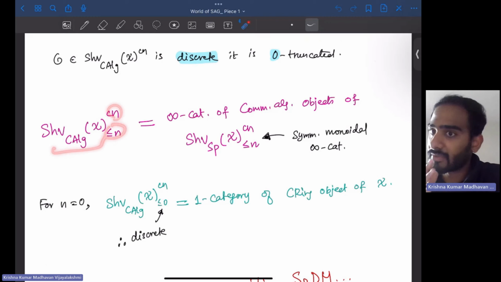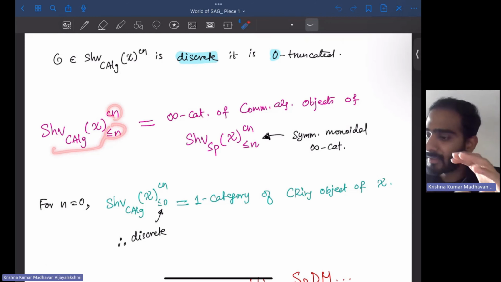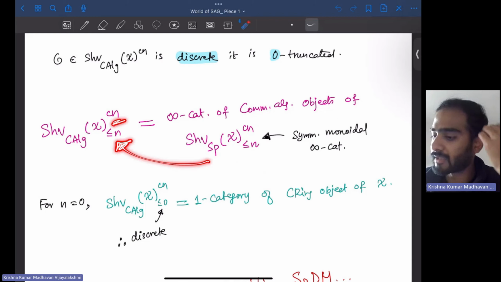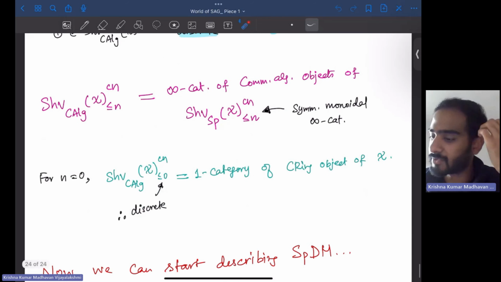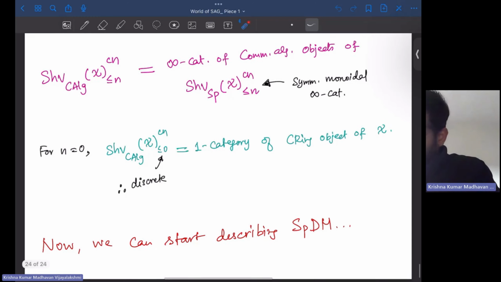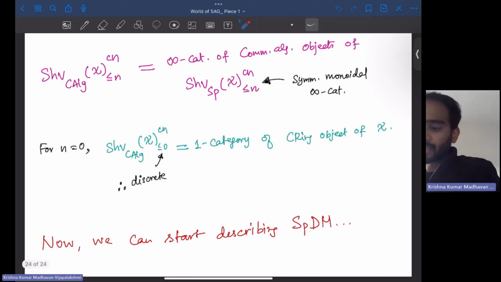So one underlying theme is that the connective objects in the category of E infinity ring spectra are exactly equal to the infinity category of commutative algebra objects with respect to spectra. In a sense, we have a good description of E infinity rings using connective spectral schemes. For example, just taking n equal to 1, you retrieve the one-categorical description of a commutative ring. So finally, we can now start describing the main object of our study.